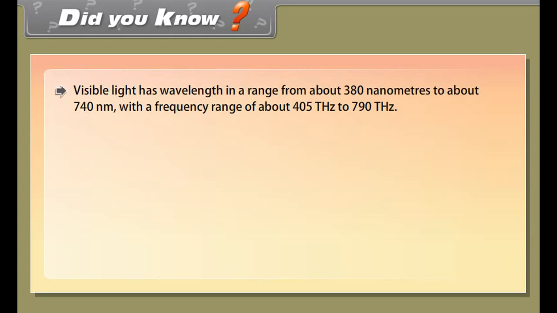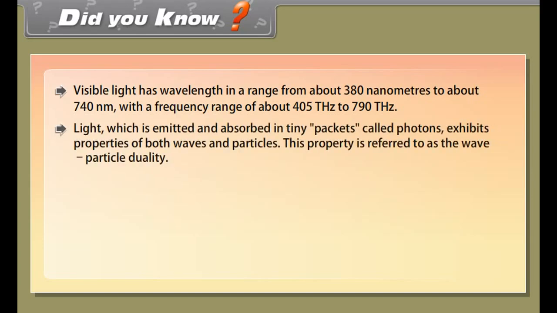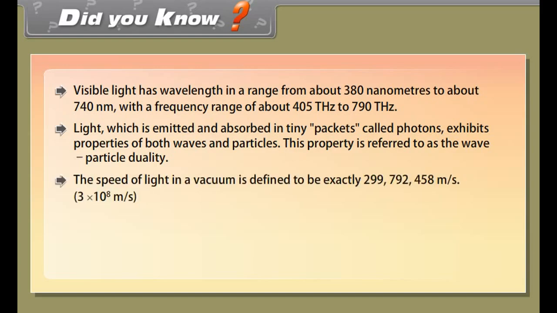Real images. The images that can be obtained on a screen are called real images. Example: images formed on a cinema screen. It is formed by a concave mirror. Virtual images. The images that cannot be obtained on a screen are called virtual images. Example: image of our face in a plane mirror. It is formed by a concave lens.